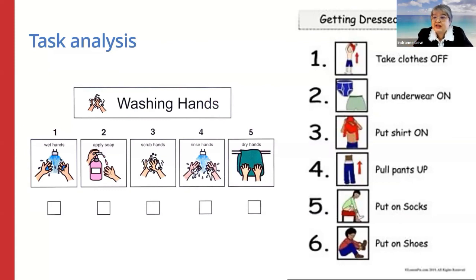First, in the morning, you get up, you take off your clothes. You put your underwear on, then put your shirt on, pull your pants up, then you put on your socks and put on your shoes. If not, what usually happens is that children have difficulty getting dressed. They may put on the shoes first. Once they put on the shoes first, they cannot get the pants on. Then they get upset when the parents ask them to remove the shoes.